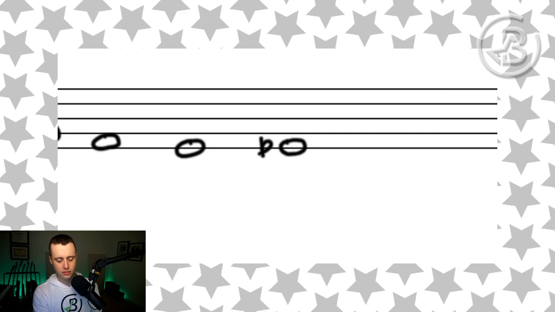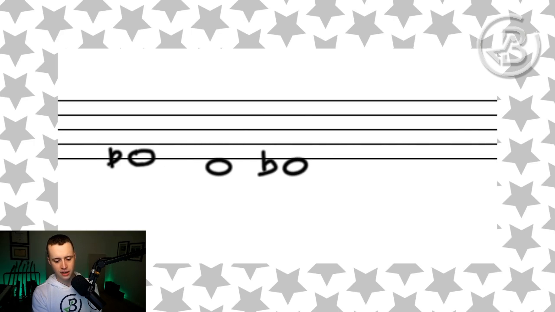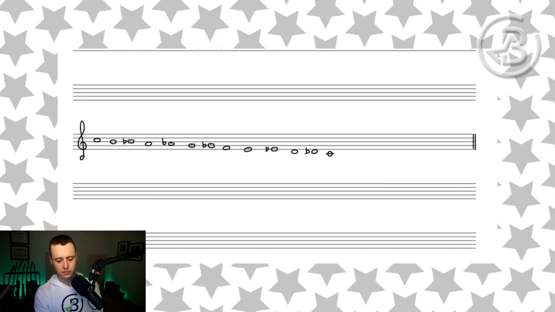And then we go to E flat, and then we go to D, then we go down a half step to D flat, and finally we end one ledger line below the staff with C. So that's a descending C chromatic scale from C to C.